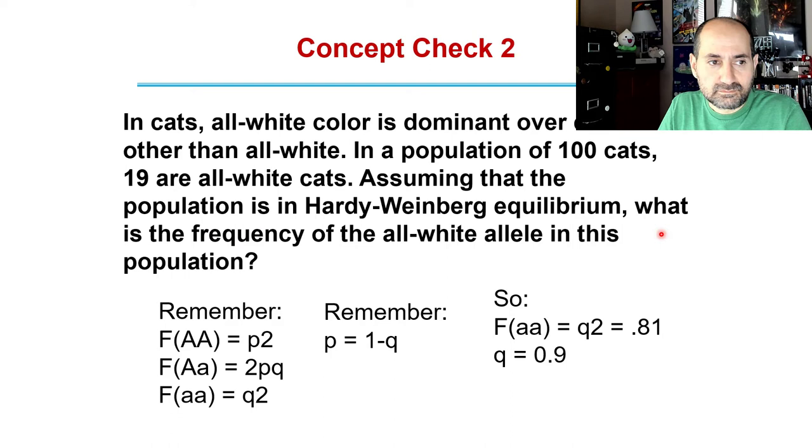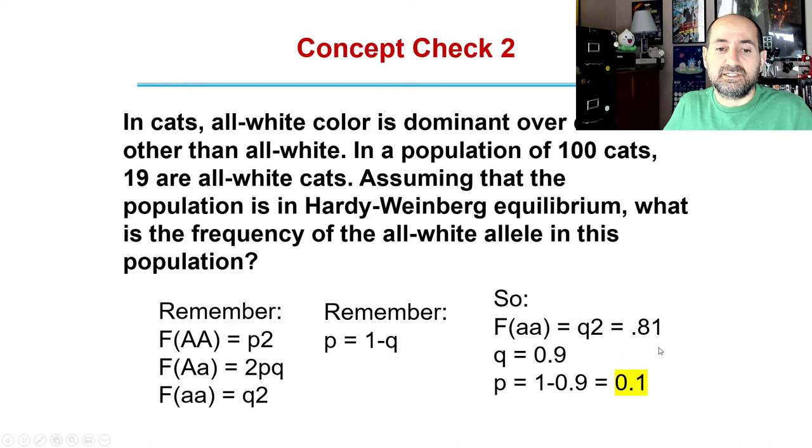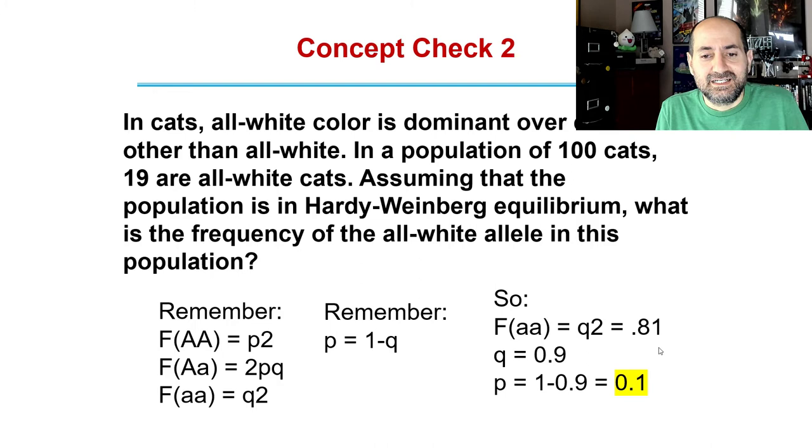What is the frequency of the all white allele? So the all white allele equals 1 minus the frequency of the other allele. So 1 minus 0.9 is 0.1. Does that make sense? So the answer would be that the frequency of the all white allele, P, is 0.1 in that population.